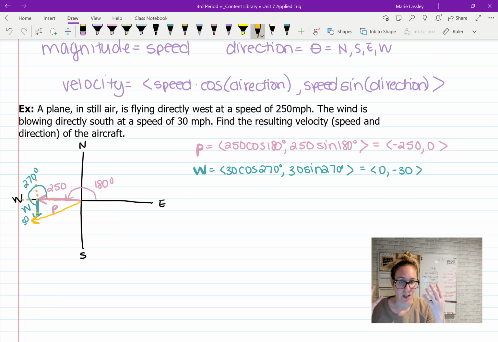So this is going to be addition, right? We're combining. Anytime you take one vector, line up the second one to the end of the other one, and then connect from the beginning to the end, this is addition with vectors. We went over this last class. So vector R, which is P plus W, is -250 plus 0, comma, 0 plus -30, which gives me a nice, beautiful -250, comma, -30. That is our resulting vector, our resulting velocity.